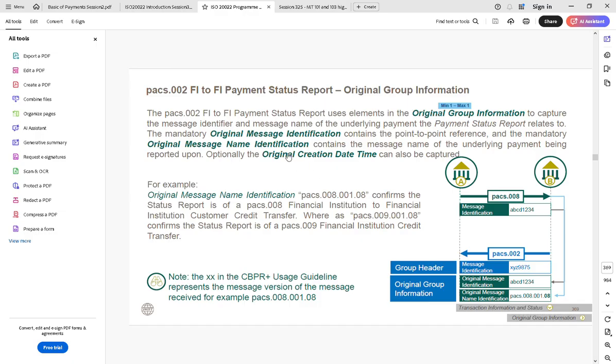So see here, original business query, original message identification format, that is mandatory. 111 means mandatory. Original name is mandatory. Original creation date and time mandatory. Original transaction number is mandatory. So these are the mandatory elements. Okay, are we clear till here, everyone? So this is our PACS.002 message having the PACS.008 information as well.